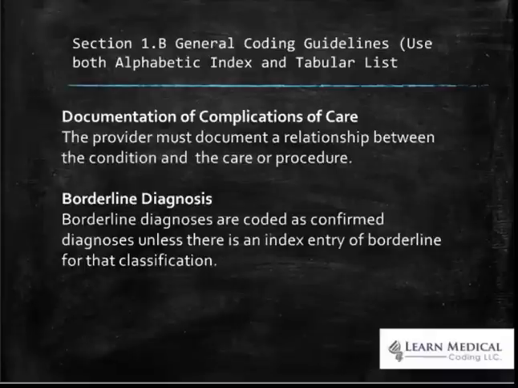Borderline diagnoses are coded as confirmed, unless you look up the term borderline in your ICD-10 book and there is a code that matches your diagnosis. So if the patient has borderline diabetes, if you look up borderline diabetes and there's an actual code for it, you will code it. If not, you will code diabetes. And that's just an example, okay?